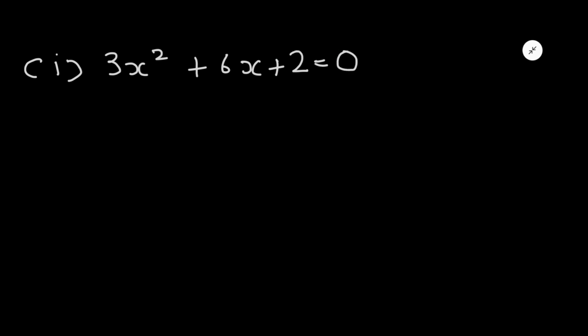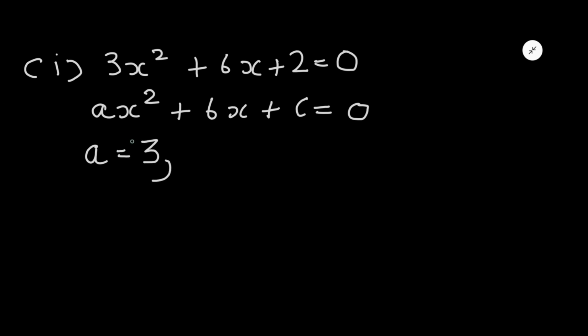So here the first example is 3x square plus 6x plus 2 is equal to 0. So here if we compare this equation with the general quadratic equation, which is ax square plus bx plus c is equal to 0, a is equal to 3, b is equal to 6, and c is equal to 2.